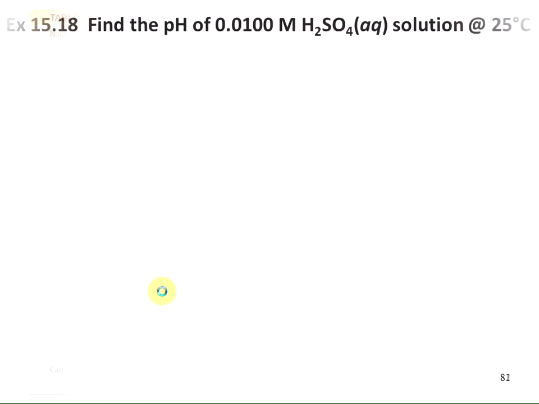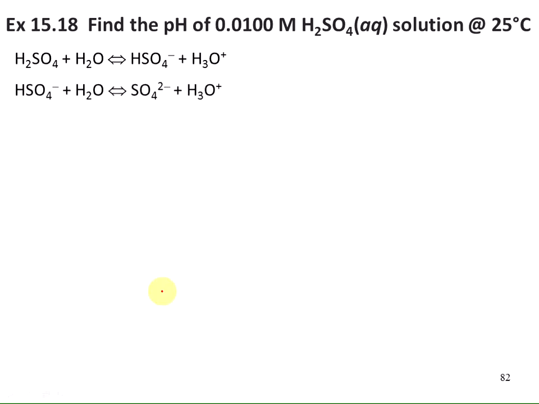So let's do an example where we're finding the pH of sulfuric acid, and we have to worry about the 2 protons coming off, since it is a diprotic acid. I'm writing here the equilibrium reaction for the sulfuric acid in the first removal of the proton. And then the second reaction is the removal of the second proton to form the sulfate ion. The Ka for the HSO4 minus is 0.012.